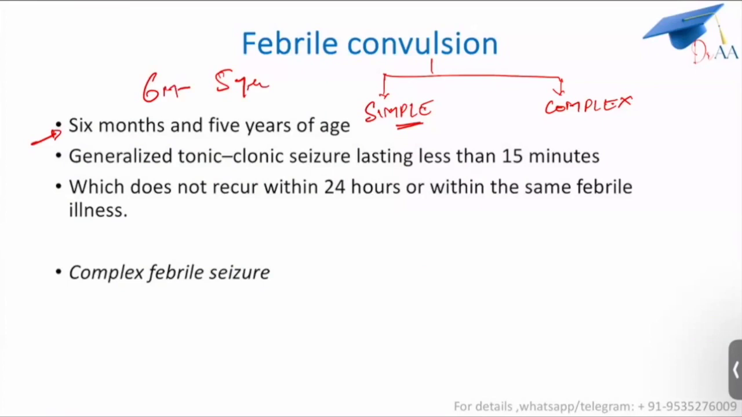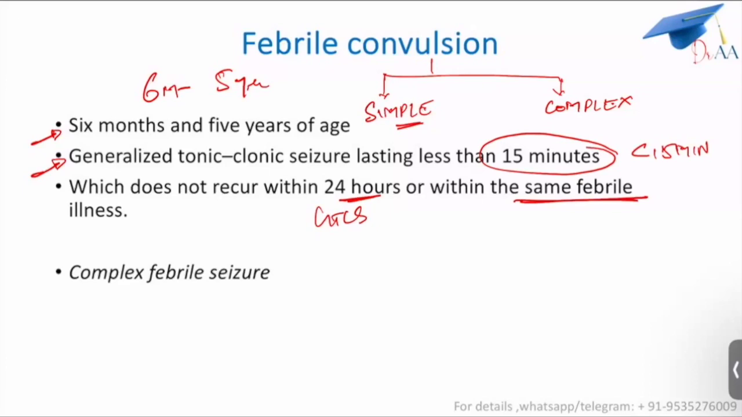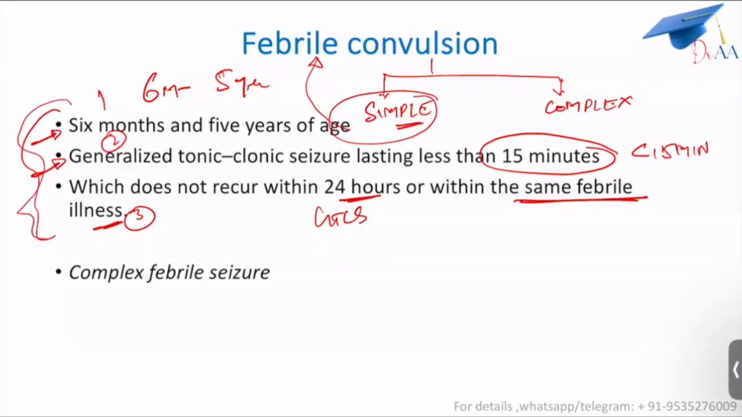It occurs in the 6 months to 5 years age group, it is a generalized tonic-clonic seizure, and it should last less than 15 minutes. It shouldn't be more than 15 minutes. And there shouldn't be one more episode of generalized tonic-clonic seizures, that is GTCS, in the next 24 hours or in the same febrile illness. There shouldn't be any at all. If all these three parameters we have discussed are present, then only we call it a simple febrile convulsion. If this definition is not satisfied, then you label it as a complex febrile convulsion.